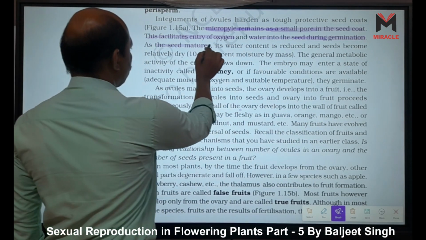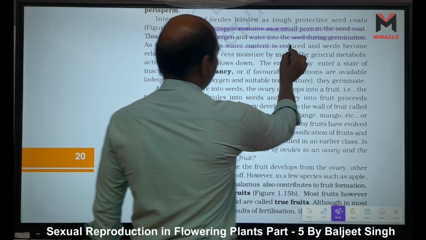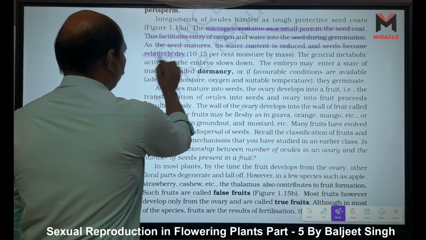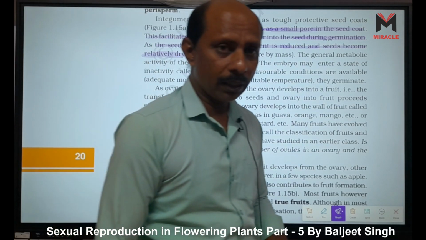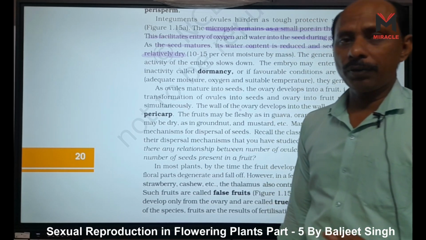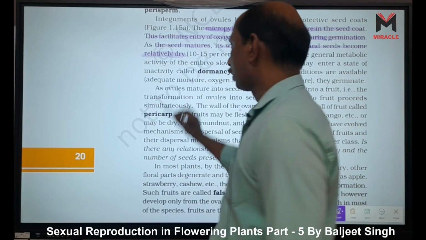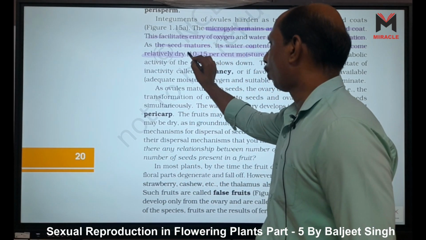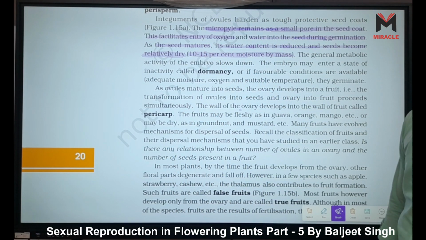As the seed matures, its water content is reduced and the seed becomes relatively dry, but we cannot say it is 0%. It never becomes 0% because for metabolic activity, it needs water. So it is 10 to 15% moisture by mass, then it is called a dry seed, right?